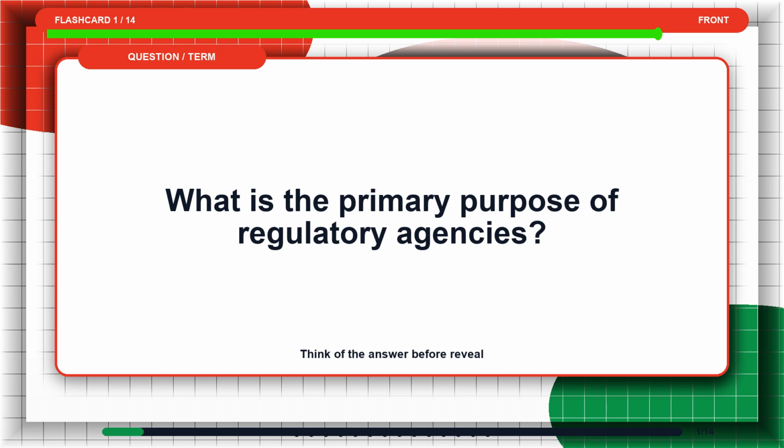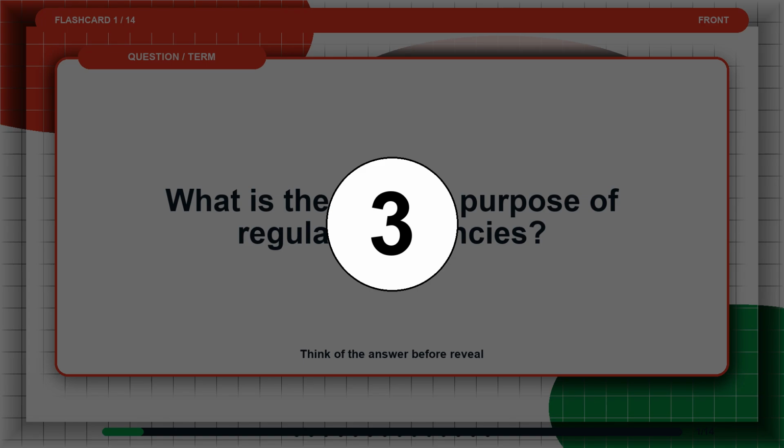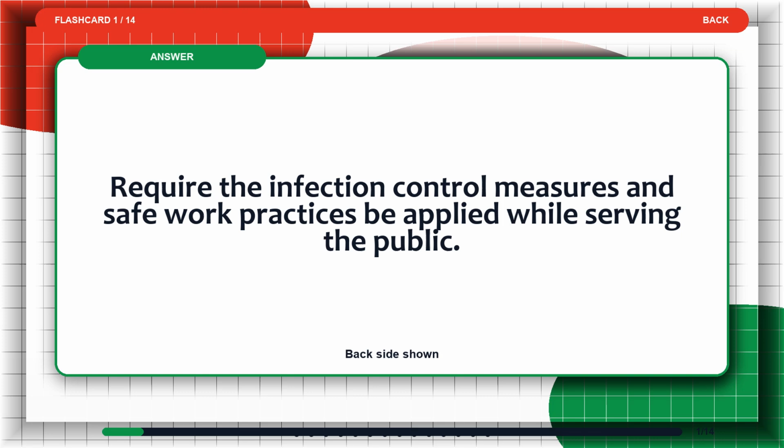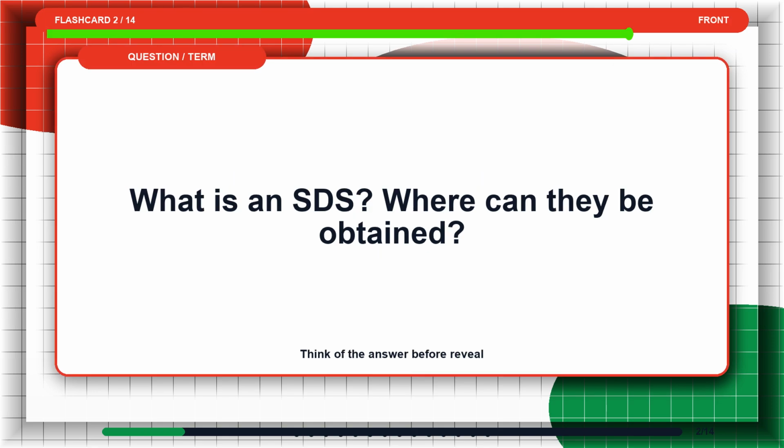Flashcard 1. What is the primary purpose of regulatory agencies? Pause and think of the answer before the reveal. The answer is, require the infection control measures and safe work practices be applied while serving the public.